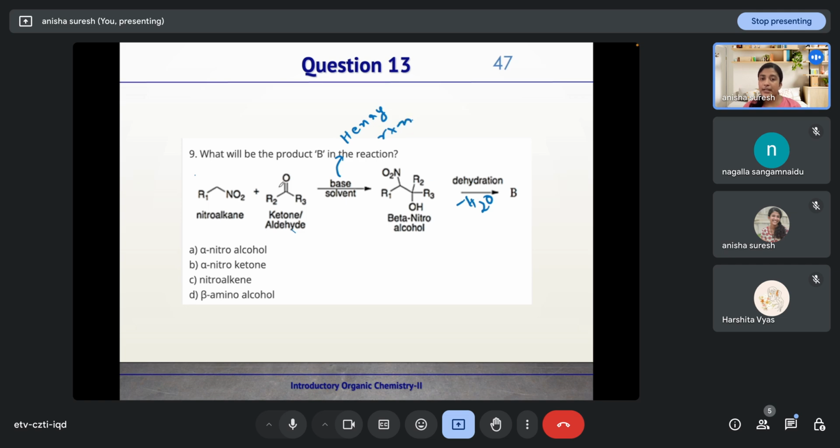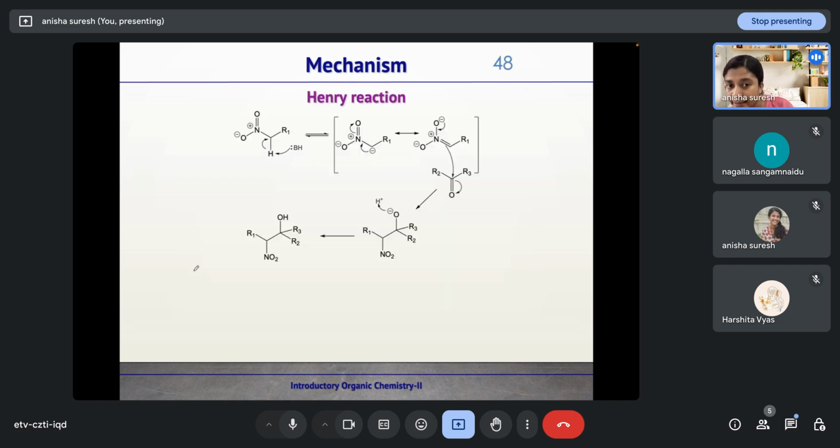In the Henry reaction, a nitroalkane reacts with a ketone or aldehyde, leading to formation of a beta nitroalcohol. Now this is getting removed. It is undergoing a dehydration reaction, leading to formation of what product? Nitroalkene. Yes, nitroalkene is getting formed. So the final product is nitroalkene.